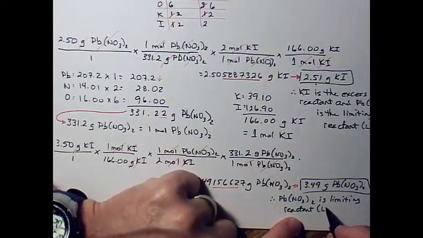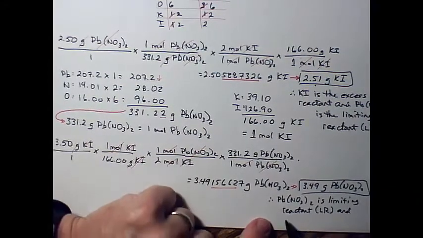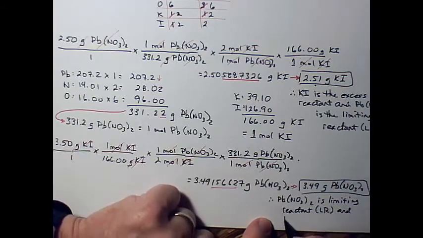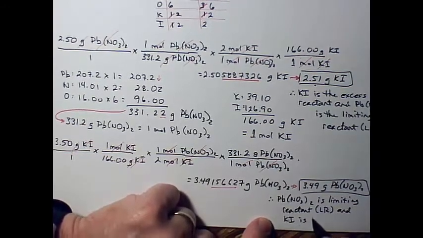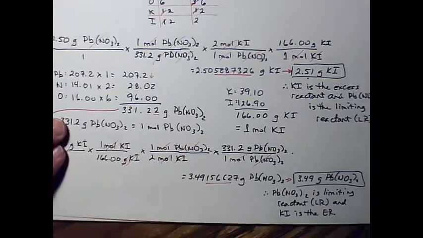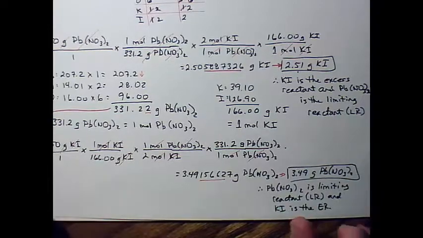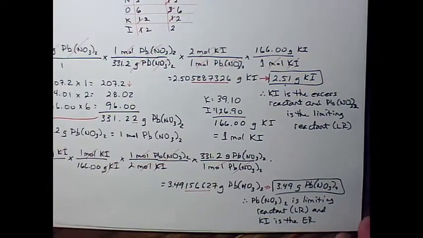Which you can write as LR if you want to. And potassium iodide is the, you could say, excess reactant if you want to. Okay? Either way, you get the same answer to which one's the limiting reactant.